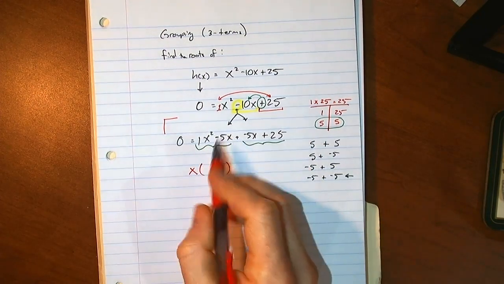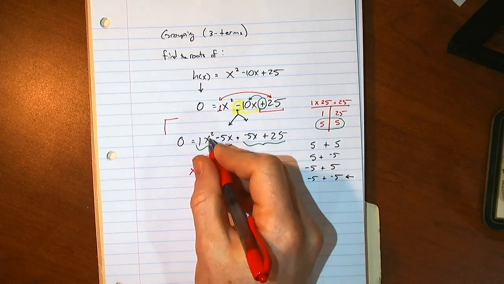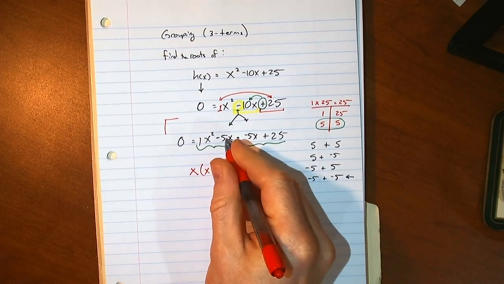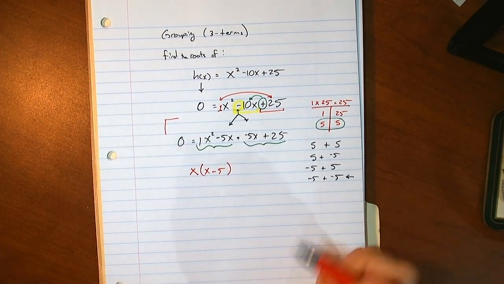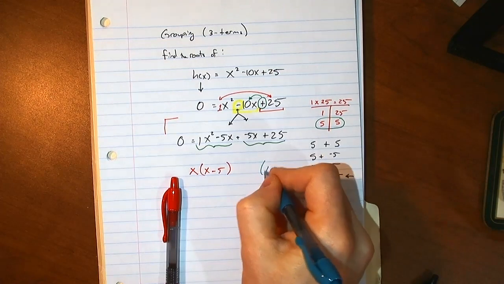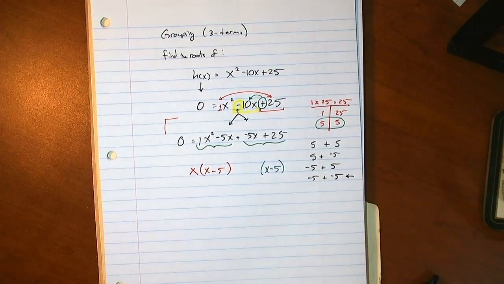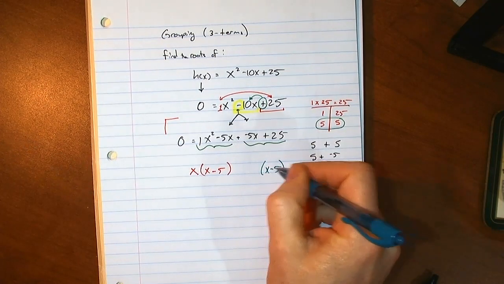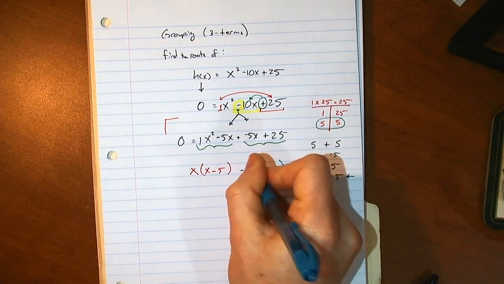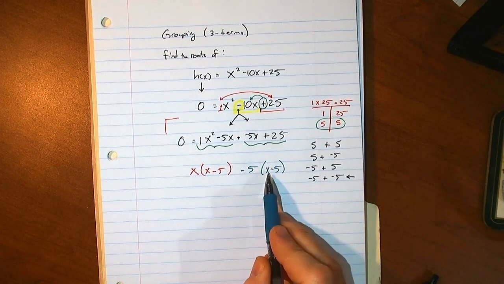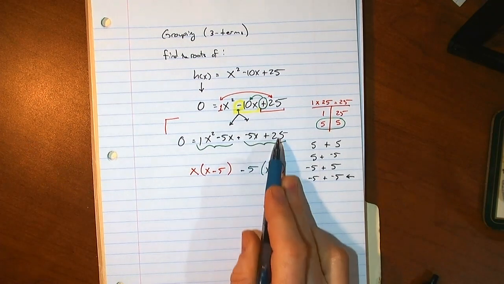Okay, what's going to be left behind? Well, x times x gives me an x squared, so there must have been an x here. And x times negative 5 gives me a negative 5x, so there must have been a negative 5 there. So there's that part. Now, in the next part, I know the parentheses have to match. So x minus 5 has to be my parentheses. What did I distribute? Well, for this, I can just divide. A positive 25 divided by a negative 5 equals negative 5. So that must have been what I distributed. And then I just do a quick double check. Negative 5 times x, yep, that works. Negative 5 times negative 5, yep, that works.